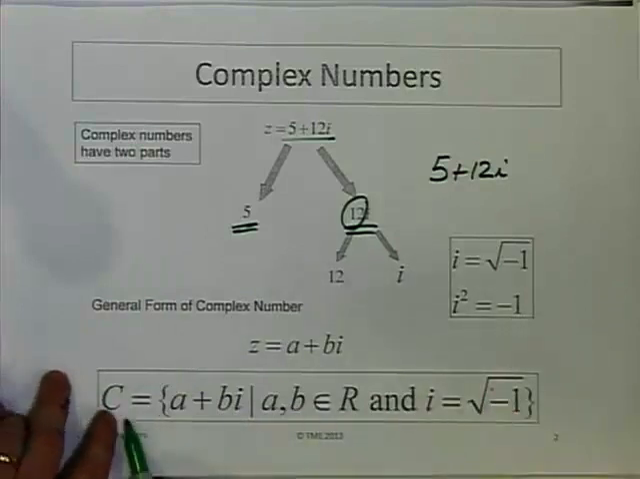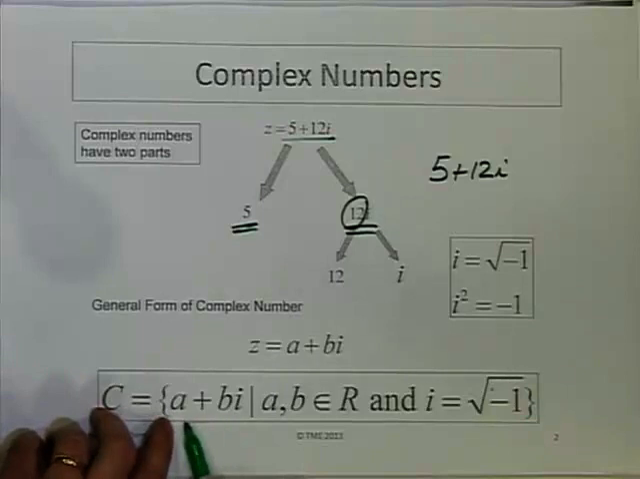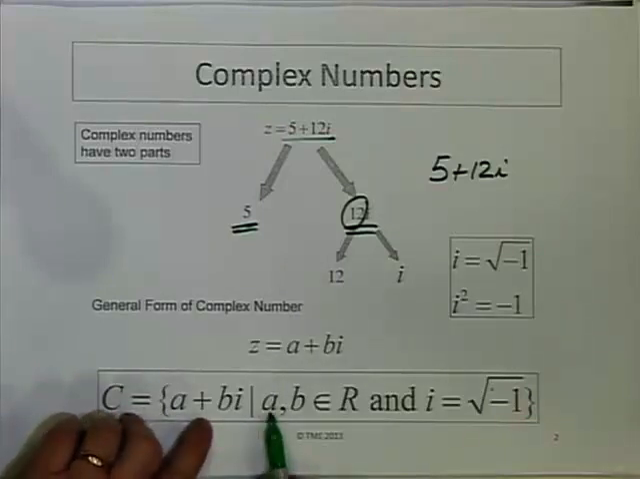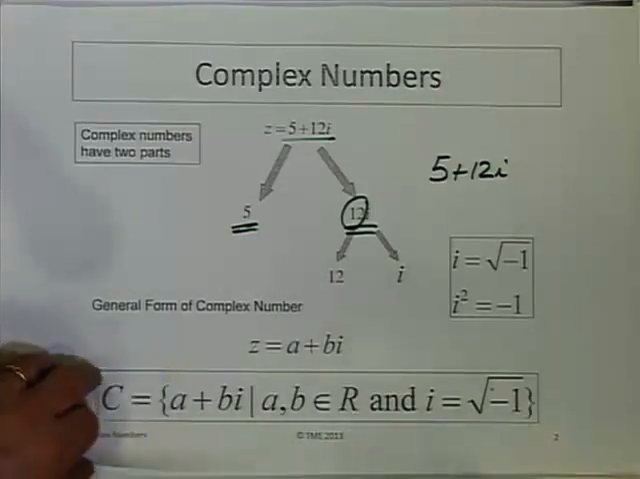It's given formally as C, the set of complex numbers, is defined as all values a plus bi, where a and b themselves are real numbers. They can be square roots or they can be anything. And i is the square root of minus 1.